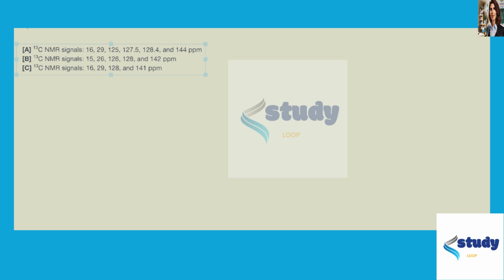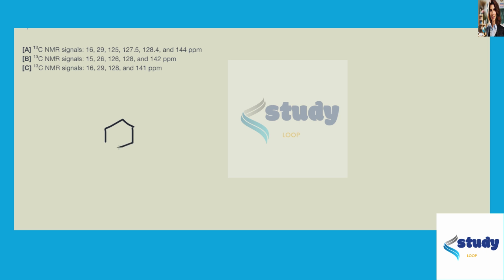Hello everyone, today we're doing chapter 17, problem 54, and this problem asks us which of the diethylbenzene isomers, ortho, meta, or para, correspond to each of the carbon-13 NMR spectral data shown here. So what we need to do is first draw the three isomers of diethylbenzene.